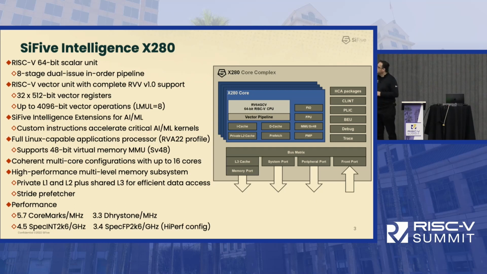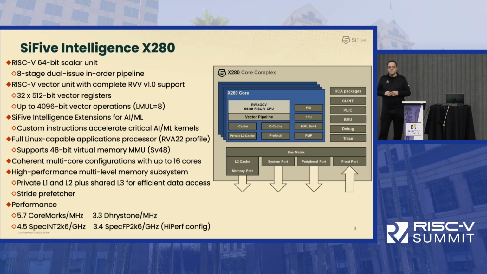And the vector unit in the X280 has 32 512-bit vector registers. So VLEN is 512 in the X280. And it can actually produce up to 512 bits of result per clock cycle, sustained in the ALU. And when you use LMUL equal 8, as part of the RISC-V standard vector spec, you can get up to 4K bits a vector. You chain together 8 vector registers in that case. You can do up to a 4K vector instruction operation in one instruction.